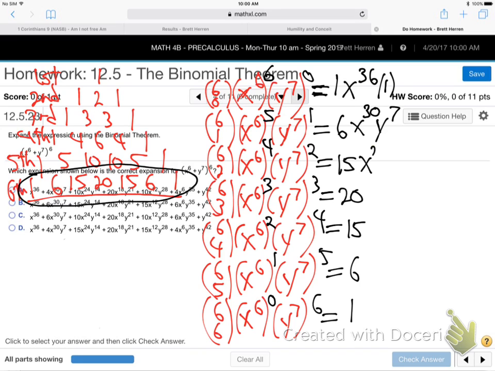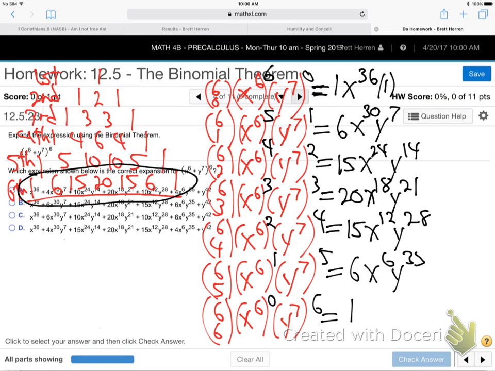This is going to be x to the 24, y to the 14. Powers multiply powers, right? X to the 12, y to the 28. X to the 6, y to the 35. X to the 0, that's just 1, y to the 42. There we go. There's the terms. We didn't have any numbers to multiply with in the backs this time because it was both letters in our binomial, huh? X and Y. Is that okay?